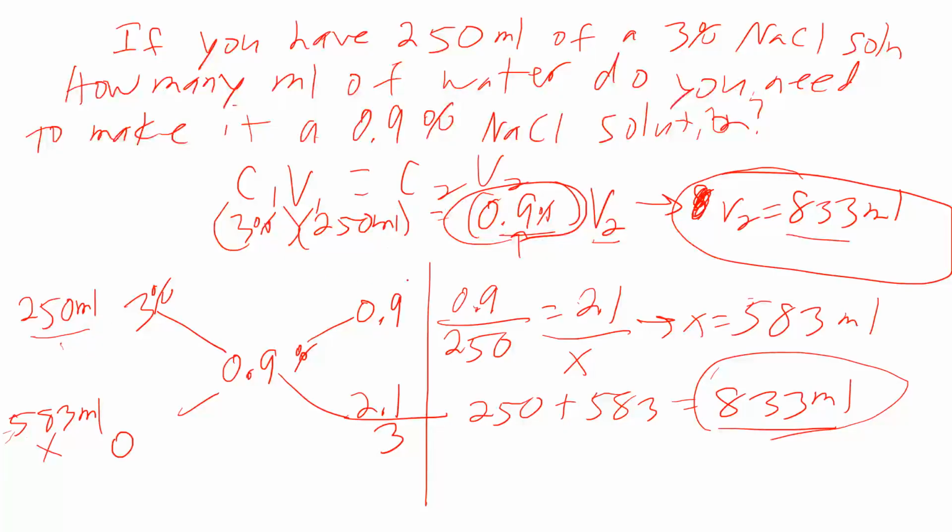All we do is, since these parts, these ratios, you can just divide whatever quantity here, whatever volume here. So we have 0.9 over 250 equals 2.1 over x. And that gives us 583. You add 250 plus 583, and then you get 833 mils total. Checks out perfectly with the C1V1 equals C2V2.